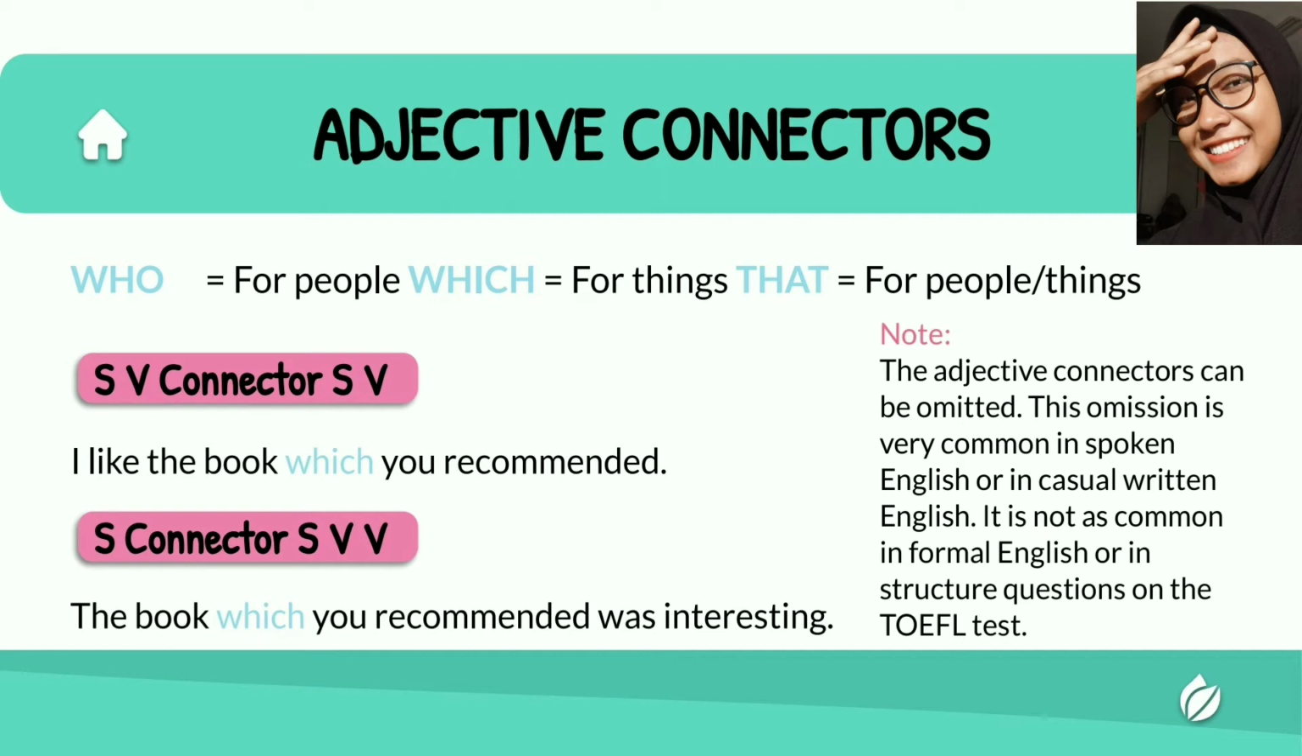There are two structures of adjective clause. The first one is subject, verb, connector, subject, verb. The second one is subject, connector, subject, verb, and verb. So let's break down the sentence structure in the example below. I like the book which you recommended.